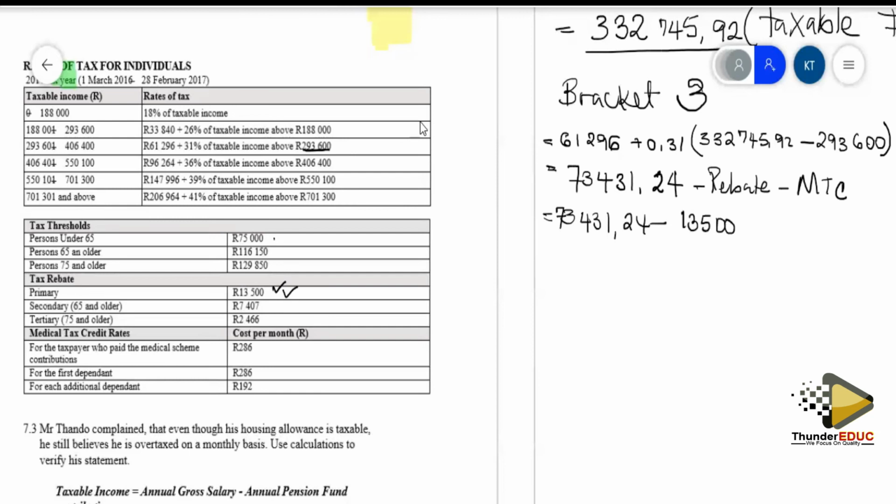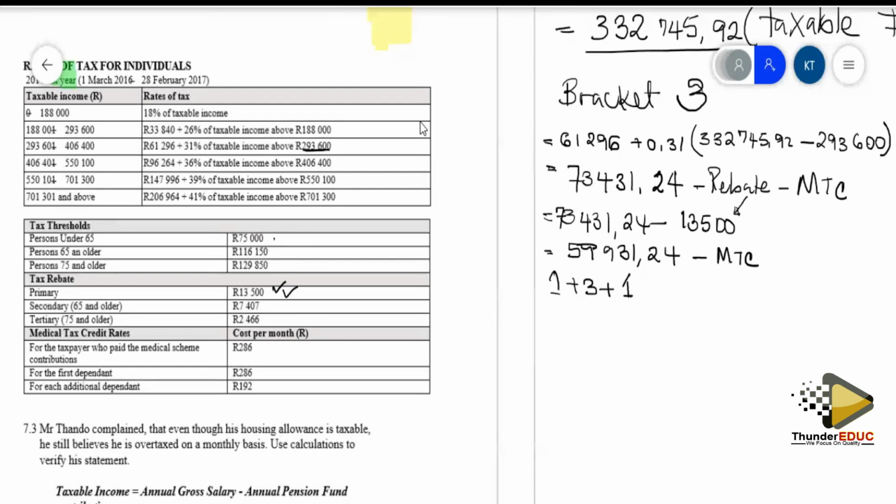13,500. Now, how do we get the medical credits? Anyway, let me first finish this. This is the rebate. We shall see how we get the medical credits. Having removed the rebate, we remember 59,931 rands 24 cents. We are going to look at medical credits now. Remember, he pays medical aid for himself, that's 1, plus the 3 children and the wife. So all in all, the family has 5 people on the medical aid.